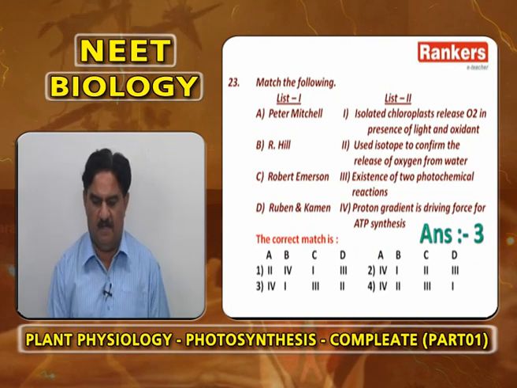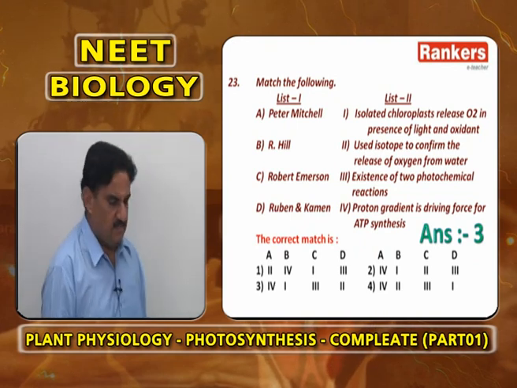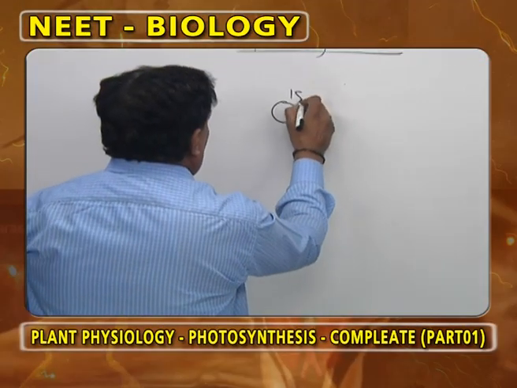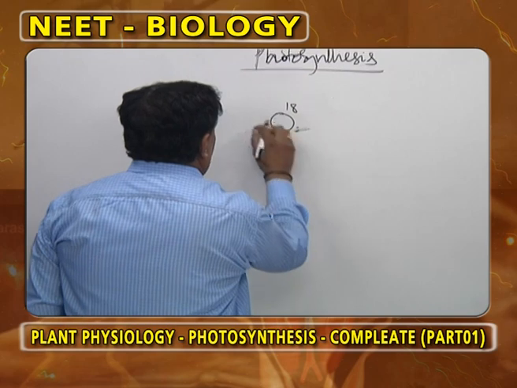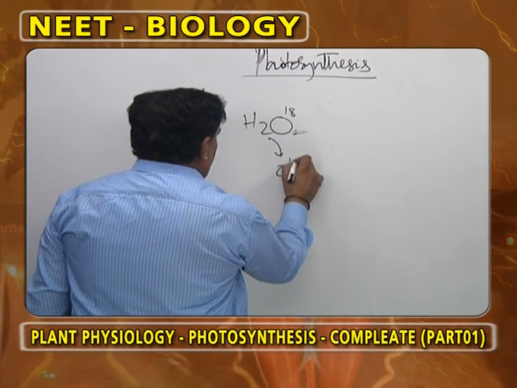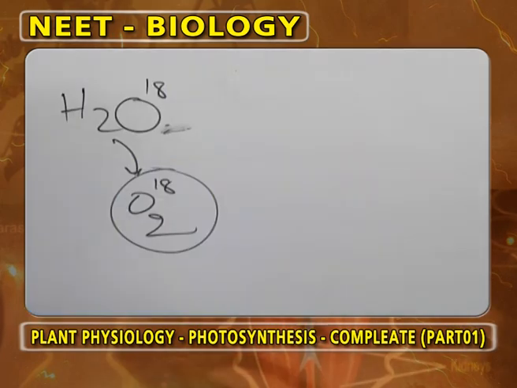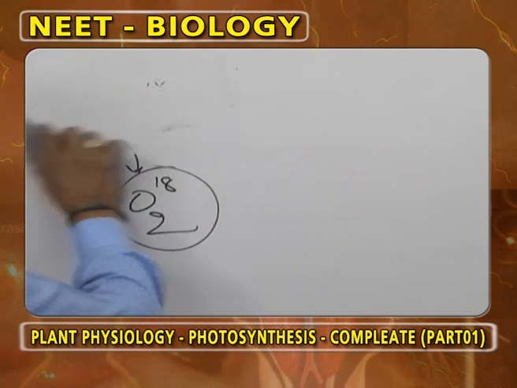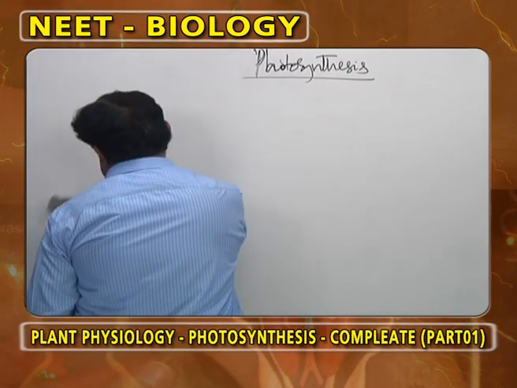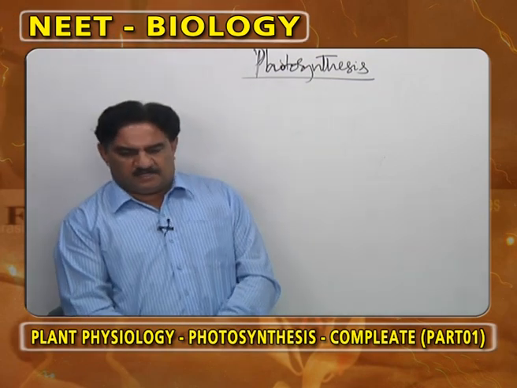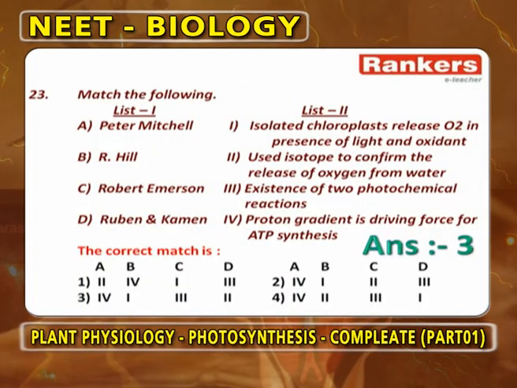Rubin and Kamen used isotope to confirm release of oxygen from water. They used O18 isotope in H2O. Whenever oxygen is liberated, it contained 18. So this proves that the oxygen coming during photosynthesis is not coming from carbon dioxide but from water. So Peter Mitchell, proton gradient is the driving force for ATP synthesis.